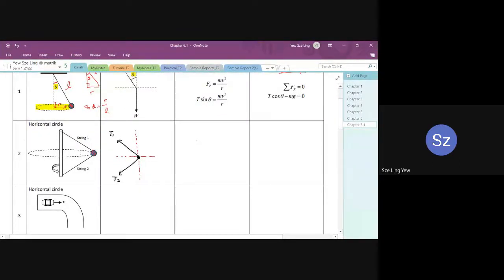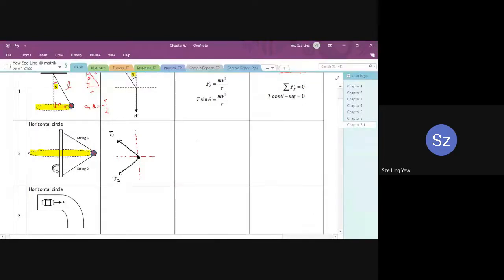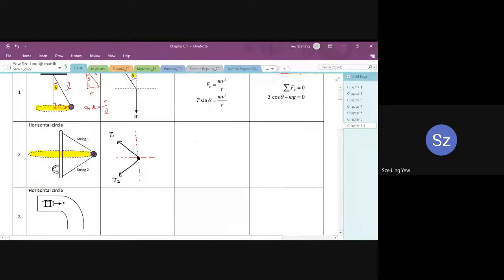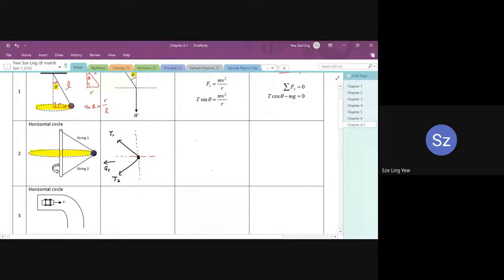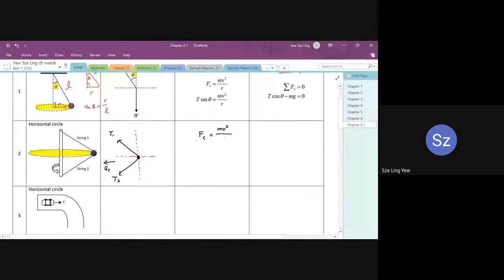Now, if you look at the diagram, where is my circular motion? Again, circular motion is happening on the x component. So if your object is located at the right-hand side, AC is going to the left. Okay, this is my AC, which is lying on the x component. So for the x component, I have FC equals mv squared over r.